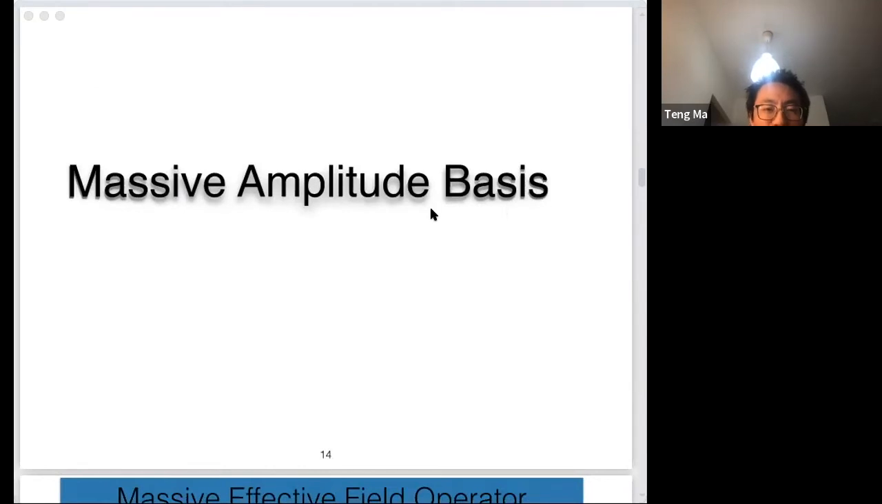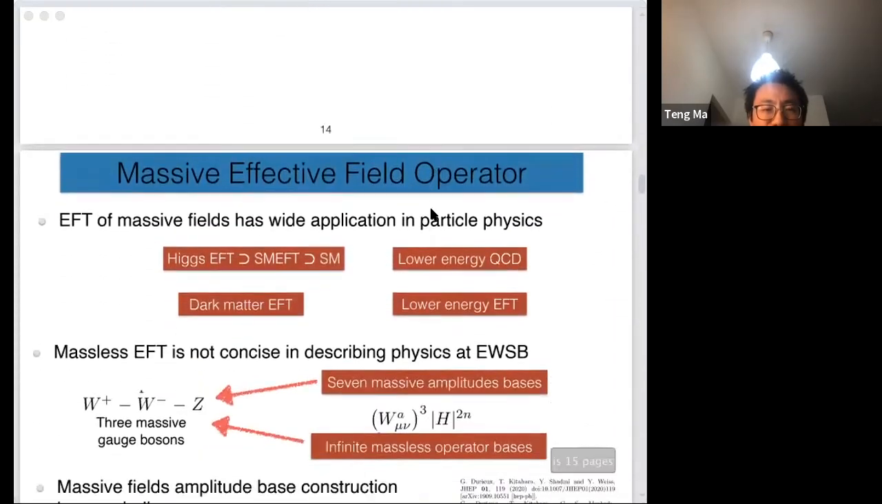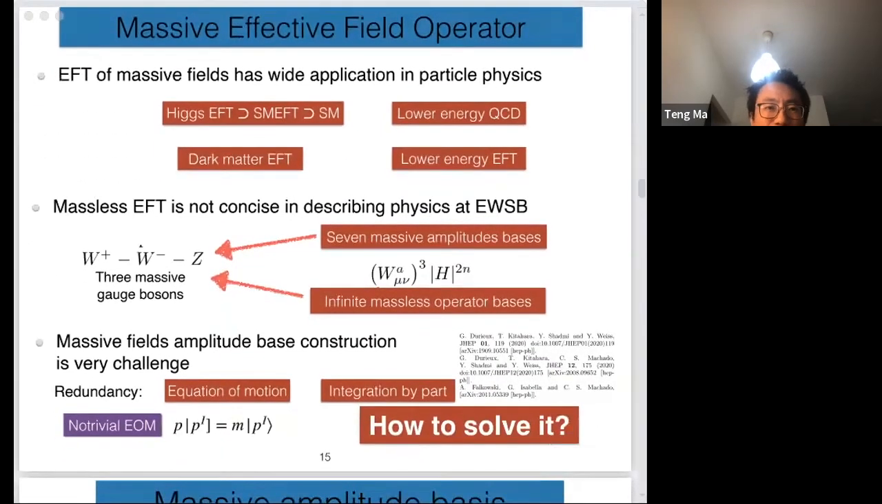Next I will discuss how to construct the massive amplitude basis. So far, the massless operator basis construction has been fully solved, but the massive case is still not solved and is more challenging than the massless case. Moreover, the effective field theory of massive fields with spins has a lot of applications in particle physics, such as the Higgs EFT. It can describe the low energy effects of some UV theory that cannot be described by the standard model EFT.